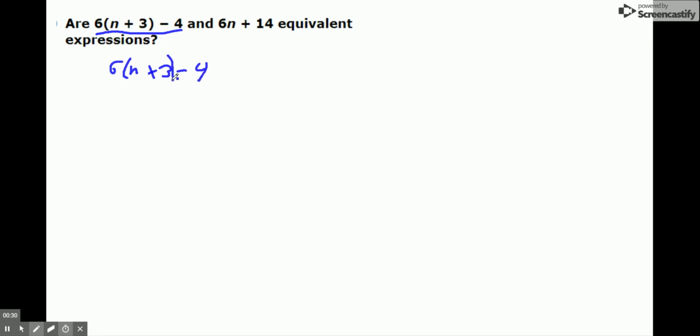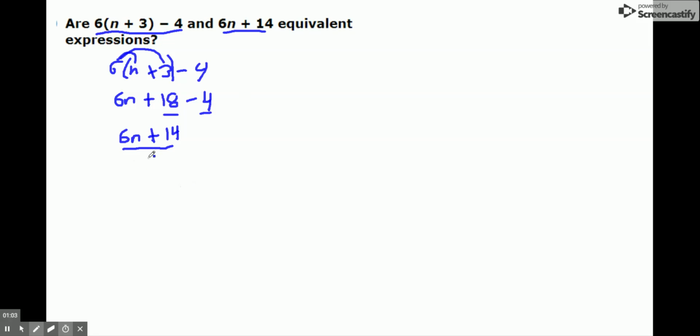Let me close that parentheses. Then I would distribute the 6 to the n, and 6 to the 3. 6 times n is 6n, plus 6 times 3 is 18, and then minus 4. Now I can combine the 18 and the 4. 18 minus 4 is 14. So you end up with 6n plus 14. And when you do that, you can see these are the same expression, so you could argue that in that case, they're equivalent.